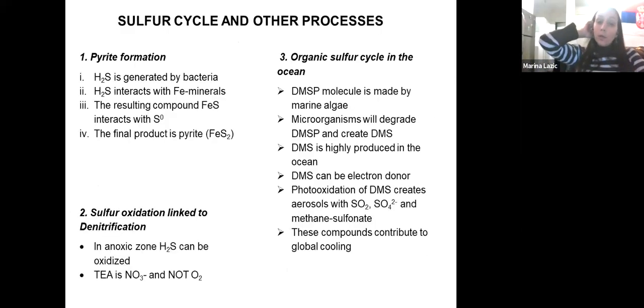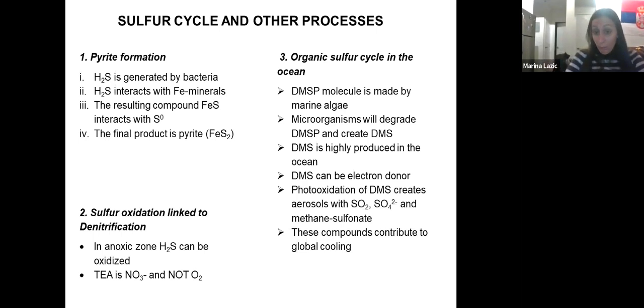Again, the sulfur cycle is connected to other processes such as pyrite formation. Sulfur oxidation is usually linked to denitrification, and we have the organic sulfur cycle. Pyrite formation is something we are probably very familiar with. Again, sulfate reducing bacteria are creating sulfide, and sulfide can interact with iron minerals. That's how corrosion forms, as we mentioned earlier. The resulting compound, iron sulfide, interacts with elemental sulfur, and you get iron disulfide, which is pyrite, sorry. Sulfur oxidation linked to denitrification: in this case, you have hydrogen sulfide as electron donor, where the terminal electron acceptor is nitrate, not oxygen. Nitrate and oxygen are both good electron acceptors. Of course, oxygen is better.